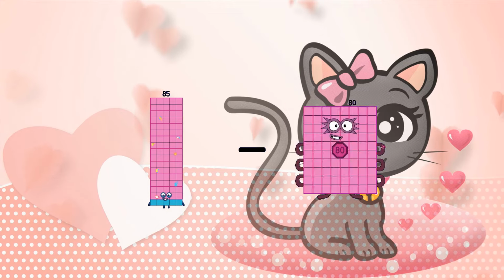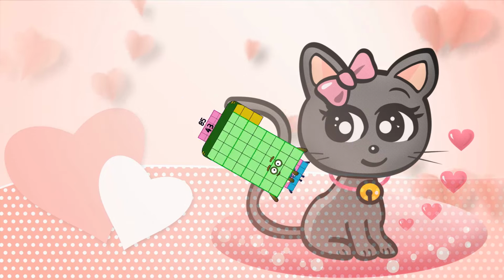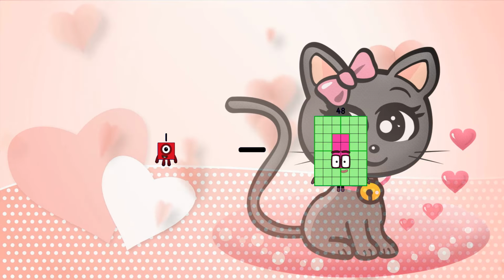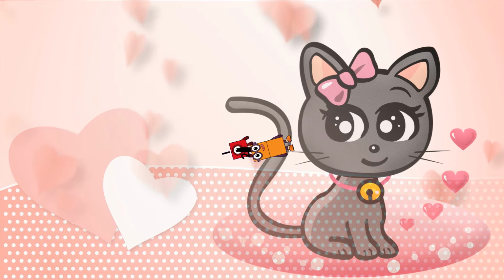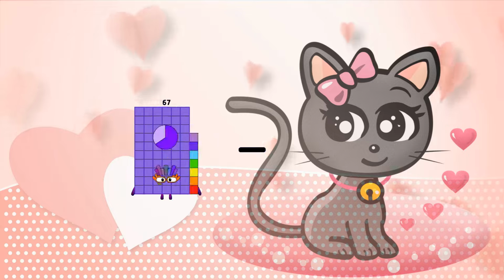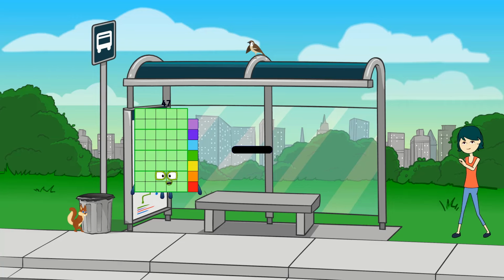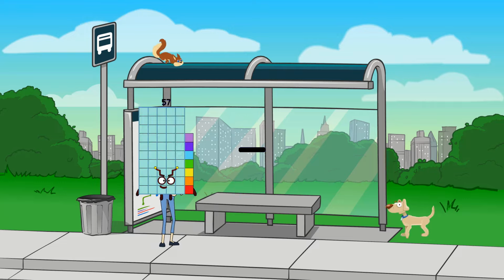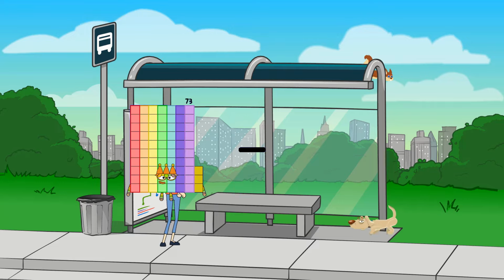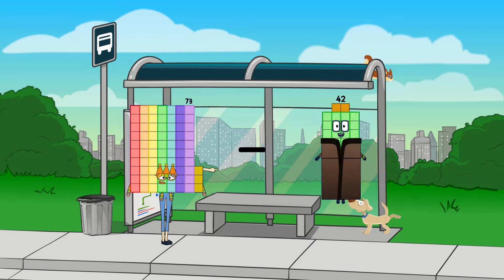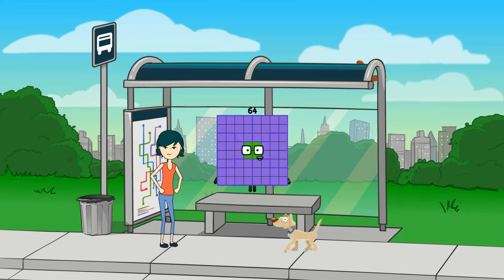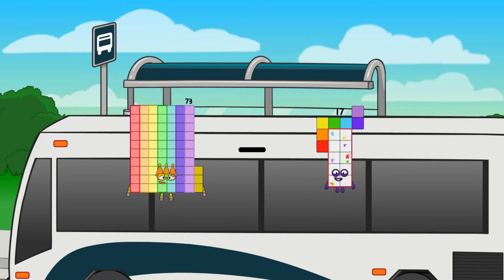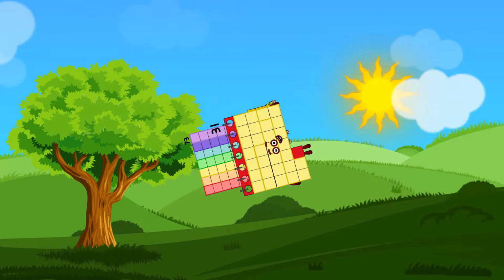85 minus 43 equals 42. 1 minus 2 equals 214. 47 minus 7 equals 40. 73 minus 9 equals 64. 73 minus 31 equals 42.